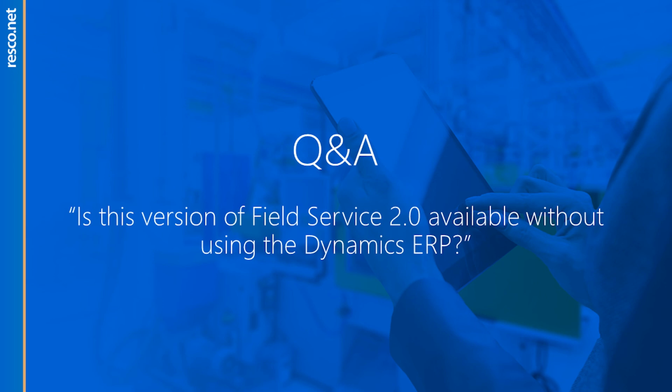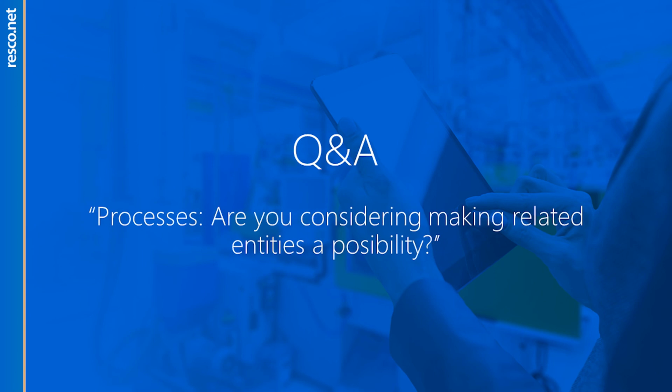Okay, more questions. Rasmus, question on processes. Lukasz? Yeah, I would like to answer that. Sure, I'll just read the question so that everybody understands. Are you considering making related entities a possibility? My use case is on bookable resource booking. I would like to use the booking status as a process. The problem is that booking status is an entity for itself, and hence I can't add that process to my bookable resource booking.